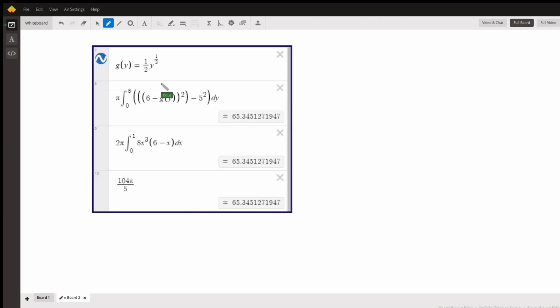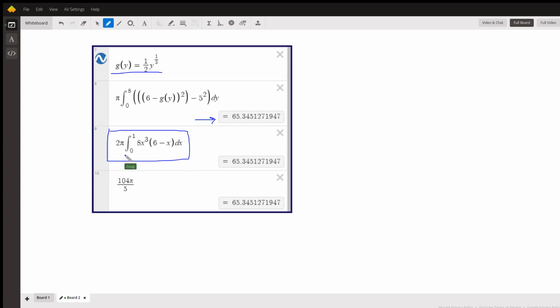Here's some answers. Here's g of y, which is that 1/2 cube root of y. And here's the evaluation, 65.345. Here's the answer using the shell method.